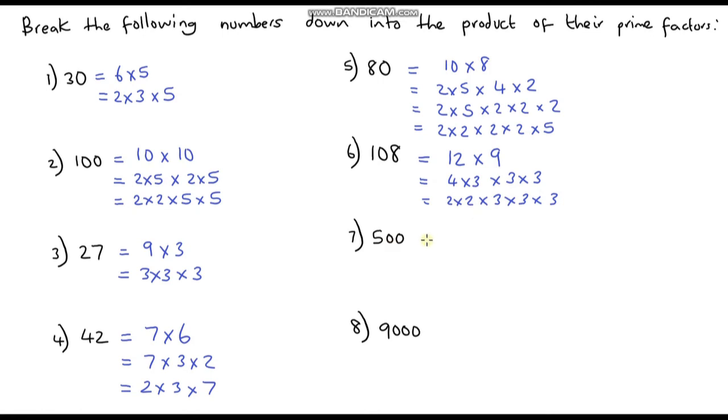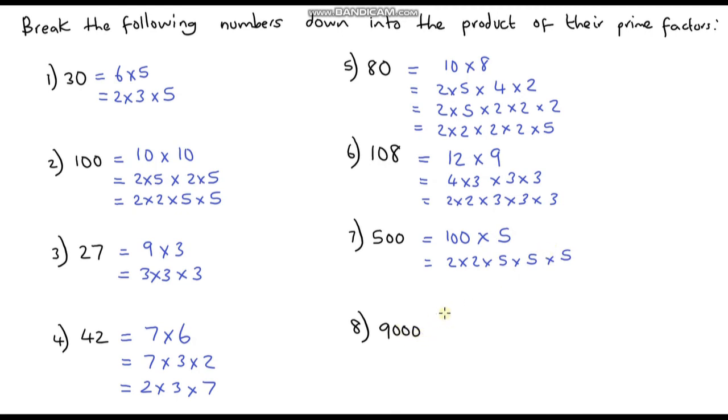Okay, 500. Well, 500 is the same as 100 times 5. Well, I already know what 100 is. I've broken down 100 already. So 100 is 2 times 2 times 5 times 5. And then we've just got that extra 5 at the end there.